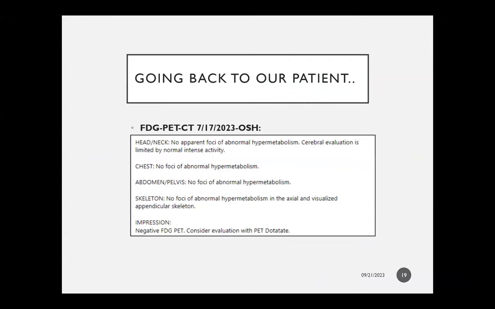He also had an FDG PET performed at the outpatient facility, and it was negative for any lesions. Actually, that was going against his other imaging, an abdominal MRI, which showed the pancreatic mass with metastasis to the liver. And that goes along with what we said before, that probably a PET DOTATATE would be the test of choice for this patient.